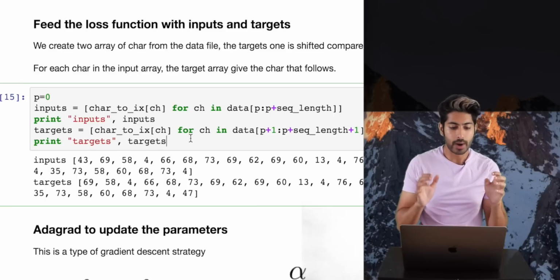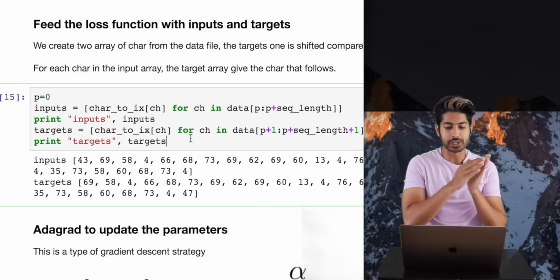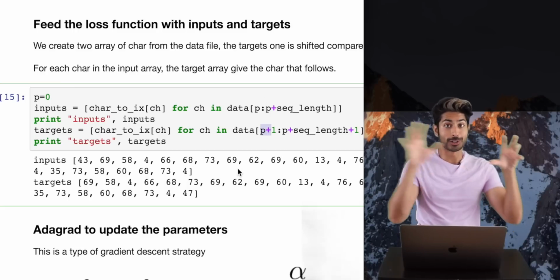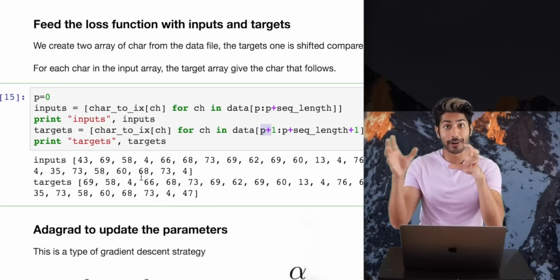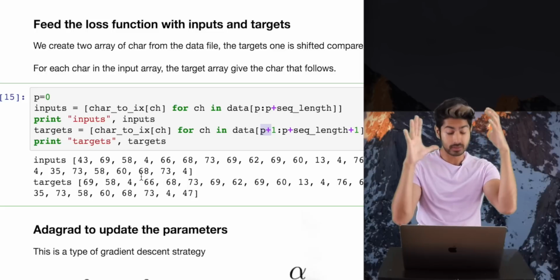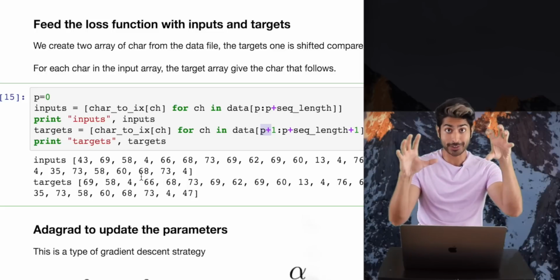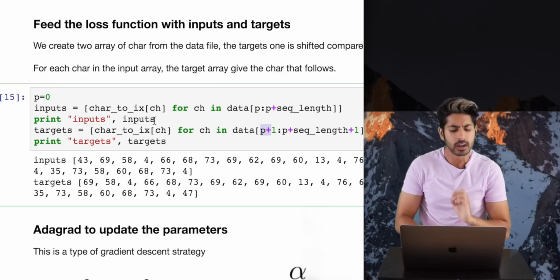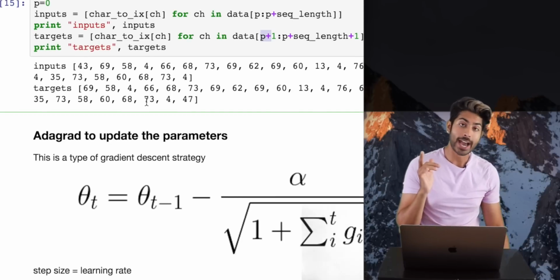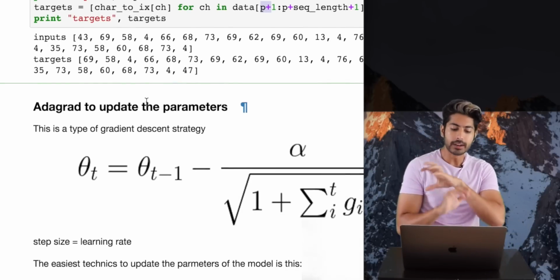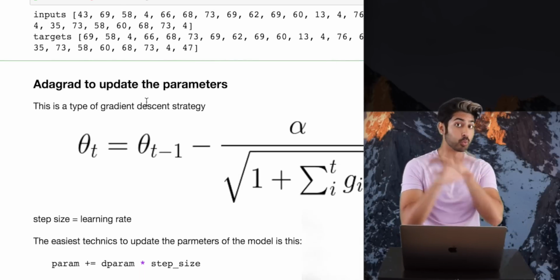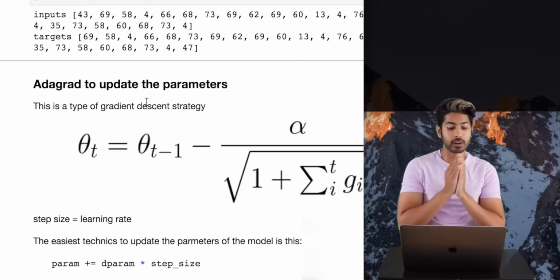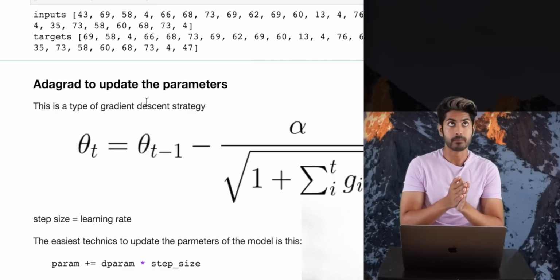So we're going to create two arrays of chars from the data file. The target one is going to be shifted from the input one. So we basically just shift it by one, as you notice here. So now we have our inputs and our targets, right? And these numbers are actually character values in the dictionary, but they help us create vectors where the index represents the one out of all the zeros in the zero vector. And that's what we feed into our model. So Adagrad is our gradient descent technique. And the difference here as compared to regular gradient descent is that we decay the learning rate over time. And what this does is it helps our network learn more efficiently.